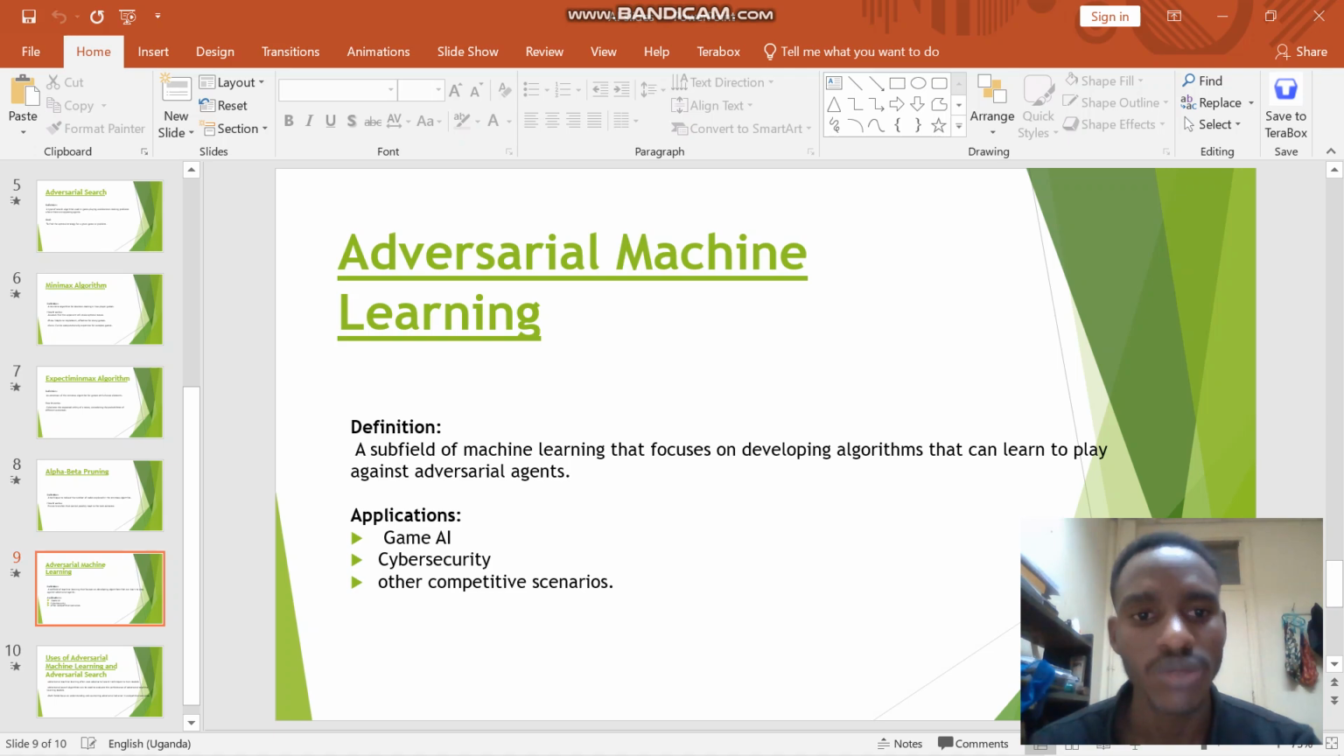Then adversarial machine learning is connected to adversarial search. It's a subfield of machine learning that focuses on developing algorithms that play games against adversarial agents, against opposing agents. The applications here are game AI and cybersecurity, among other competitive scenarios.